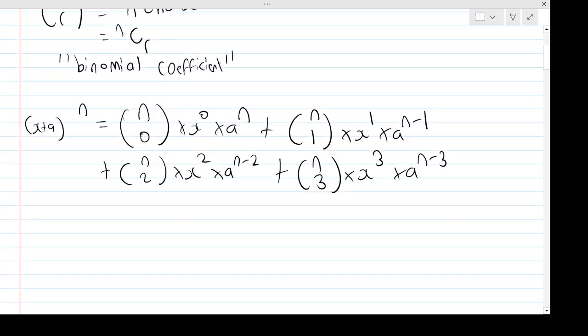And it continues in this pattern, right? And so eventually it would get to n choose n, right? So when r is n, that will be the final term, because then the power of x will then be n, matching that. So there we are. And then the remaining power of a will then be 0, right? n take away n is 0. So there we are. And that's it, right?